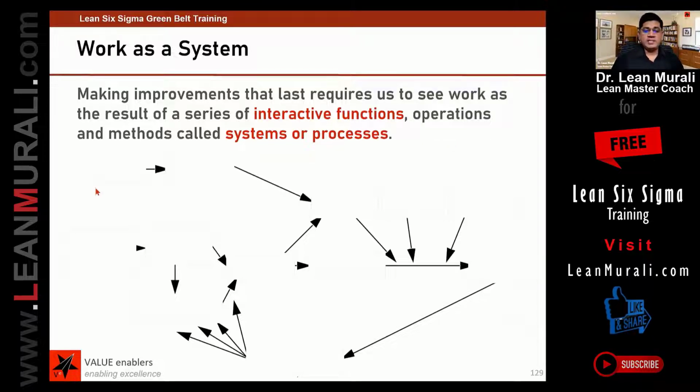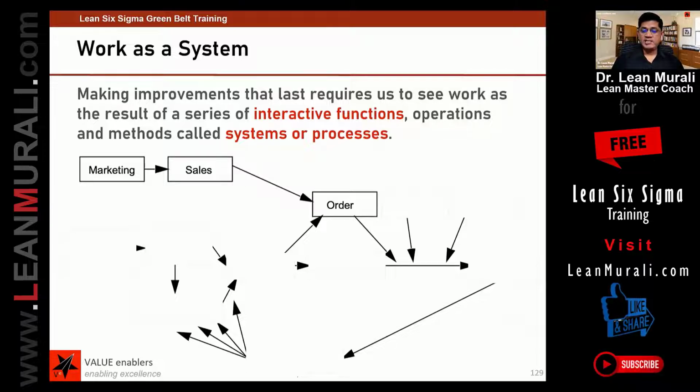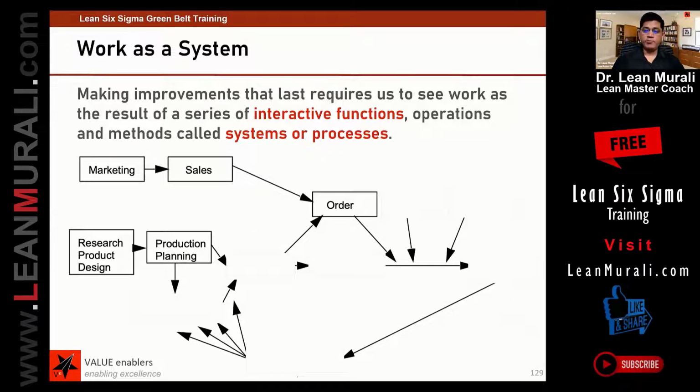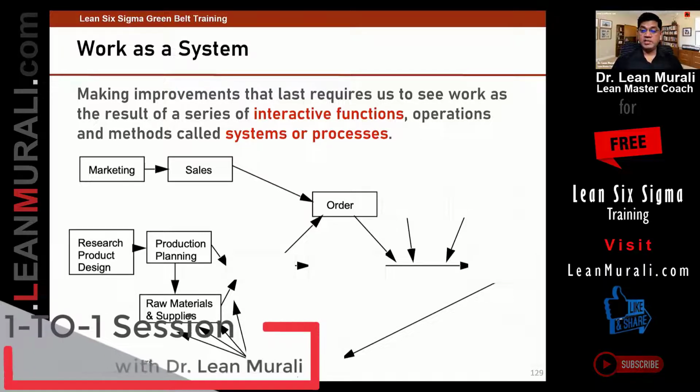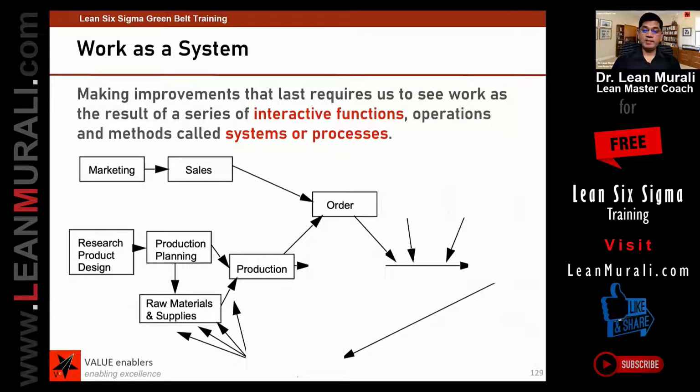Okay, let's look at this. Very familiar, like what I explained to you in cross-functional maps. Marketing hands over to sales, and sales gets the order. Of course, we have already done all the research and the product designs, and now we've got the order. So production planning comes into the act. What does production planning do? On one side they give the raw material requirement to suppliers, and then they give the work order and production plan to the production people, and production people, of course, make the products.